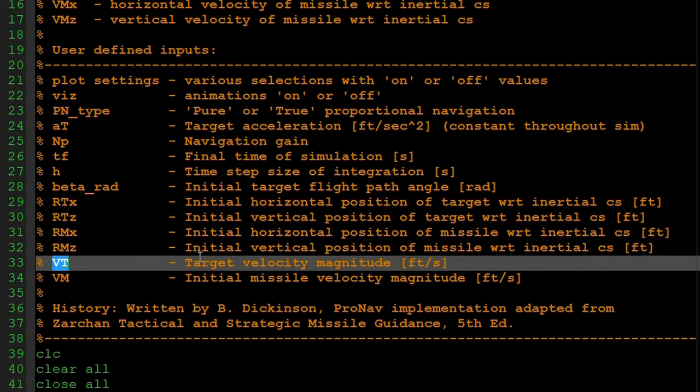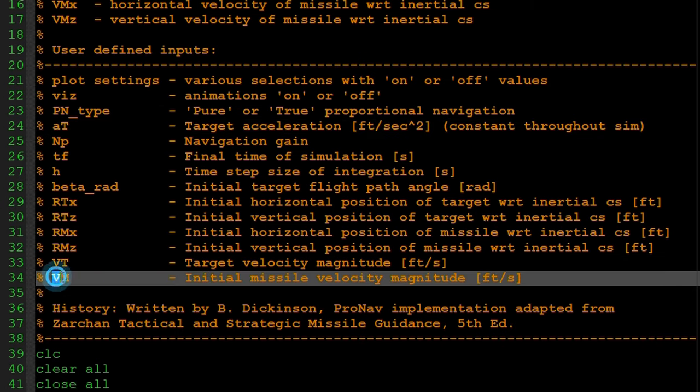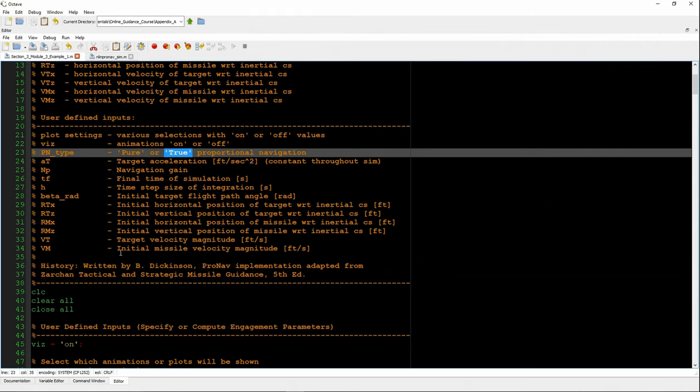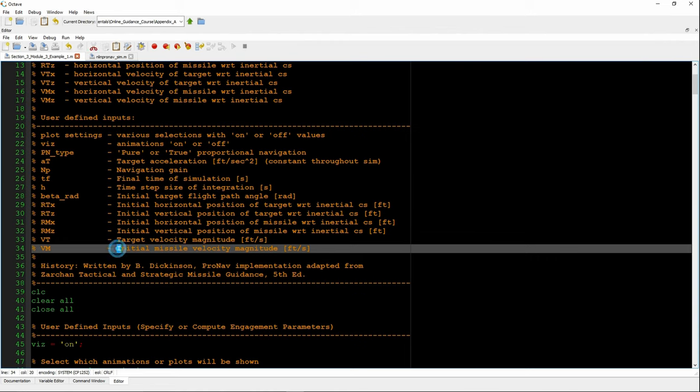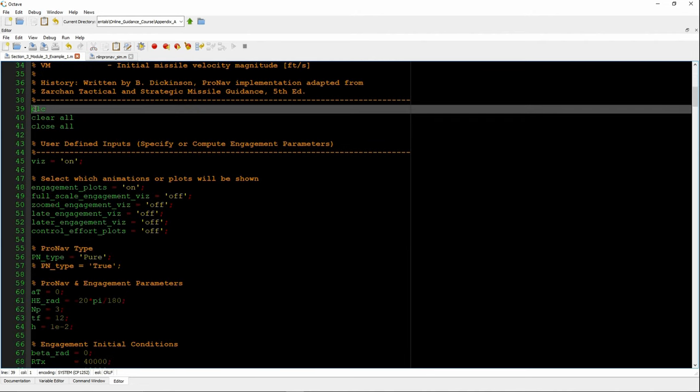VT, target velocity magnitude, is a constant value throughout the simulation, in particular because AT is defined normal to VT. VM is initial velocity magnitude. It's an initial value in the case that true proportional navigation is selected, and I'll leave it to you to figure out why. So we start by clearing the workspace, clearing all variables, closing all figures, and then moving into our user-defined inputs.